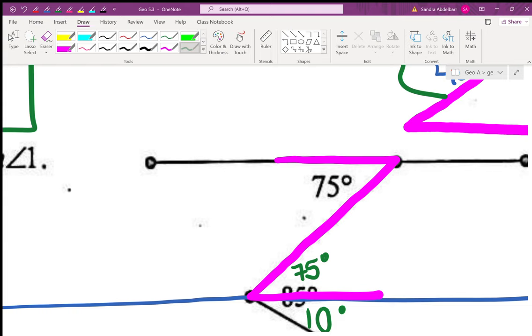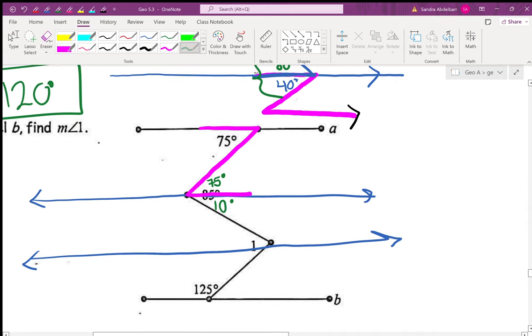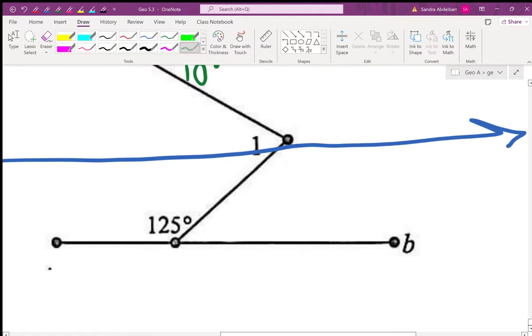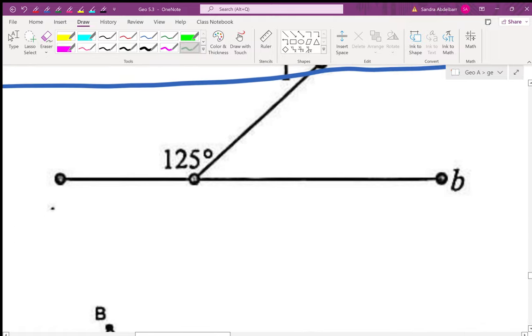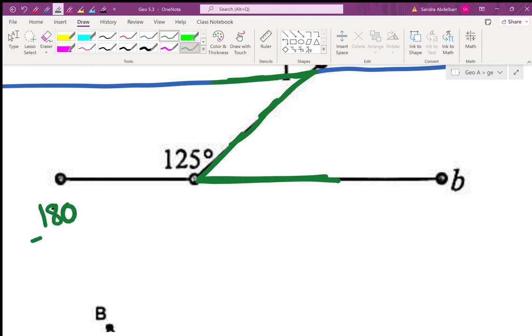All right, so I did the first top 2 lines. Now we're going to jump down to the bottom 2 lines. And what do I say to keep looking for? Z's. It's all about the Z's. So here's a Z. But is that 125 in the Z? It's a supplement though. So can I do 180 minus 125? And I'm going to get 55. So what does that mean for the bottom part?